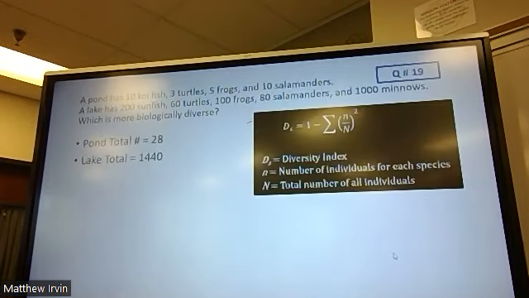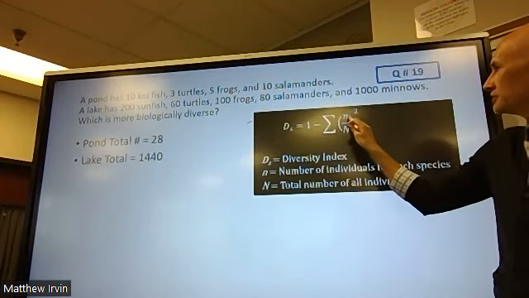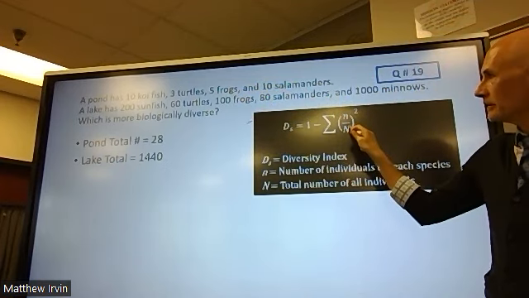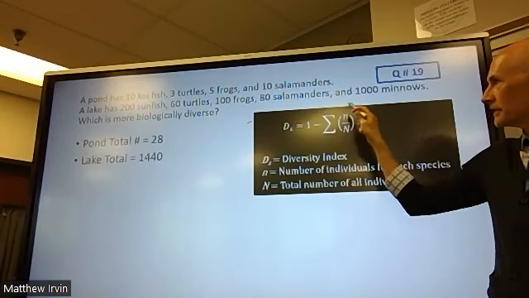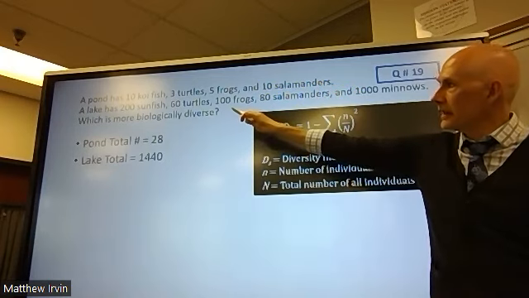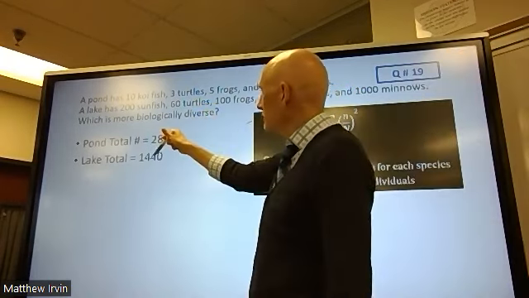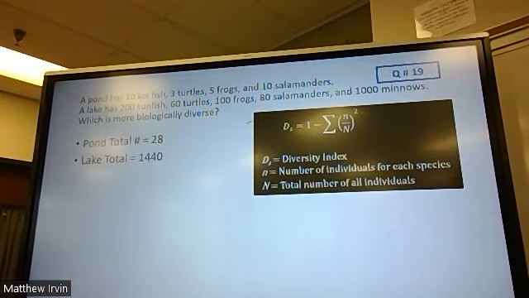All right. Our Simpson's diversity index. So again, we'll do this again in our math soon. But again, you take your number. So you do 10 koi fish divided by 28, square that. 3 turtles divided by 28, square that. 5 frogs by 28, square that. Add them all up, subtract that from 1. Do that for the lake, except you're doing 20 over 1440, 60 over 1440. Whichever one is higher is more diverse.